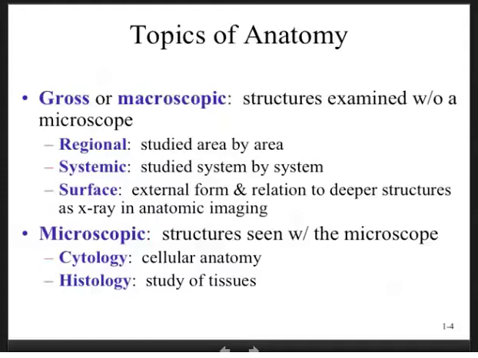Microscopic anatomy are structures that can only be visualized with an instrument called a microscope, and this includes disciplines such as cytology, where we examine cellular anatomy, and histology, which is the study of tissues, which are collections of cells that have a similar structure and function that do a particular task for the body.